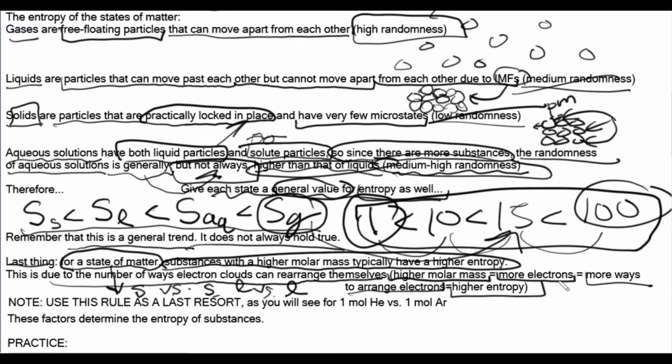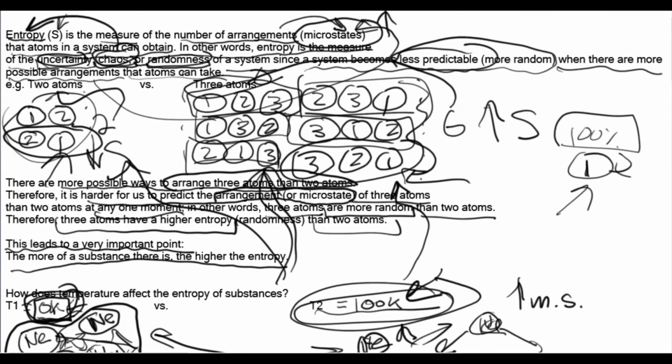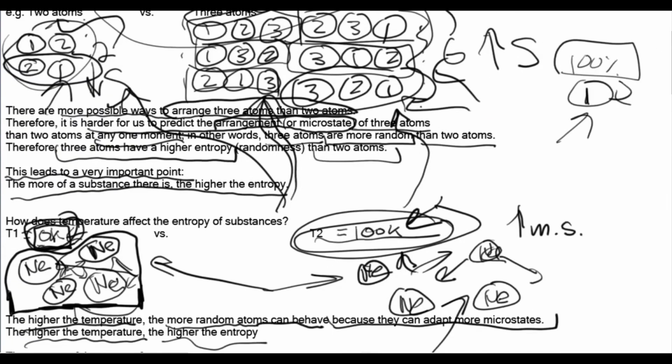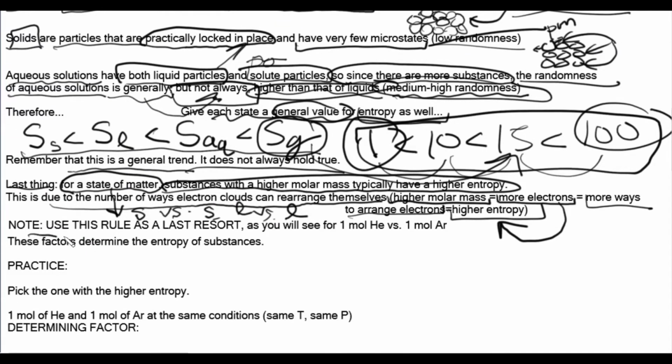And this goes back to the point that the more stuff you have, the more entropy you have, as we mentioned right at the beginning with the atoms. So let's scroll back down and let's continue talking. So use this rule about molar masses as a last resort, as you will see for an example problem that we are about to do.